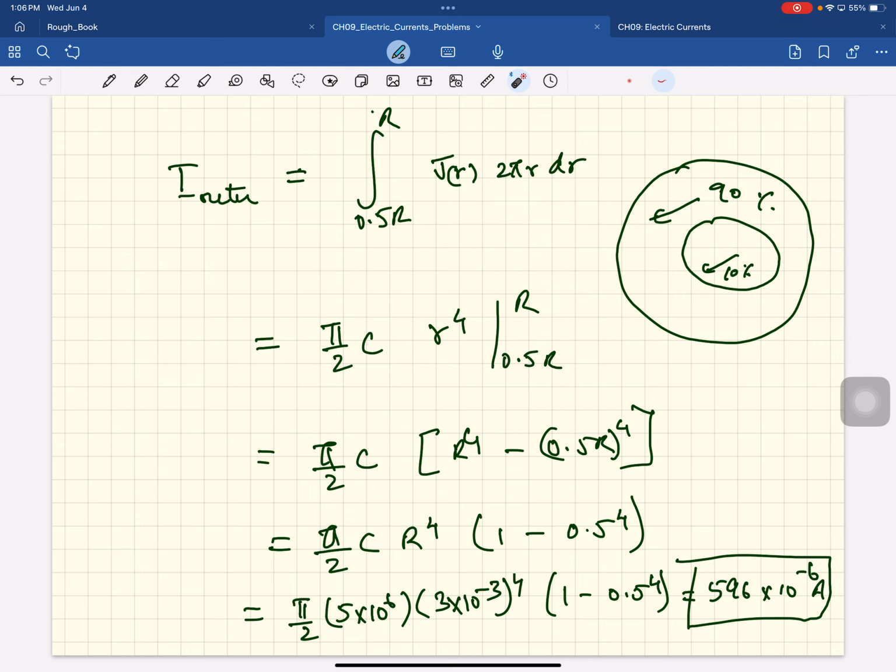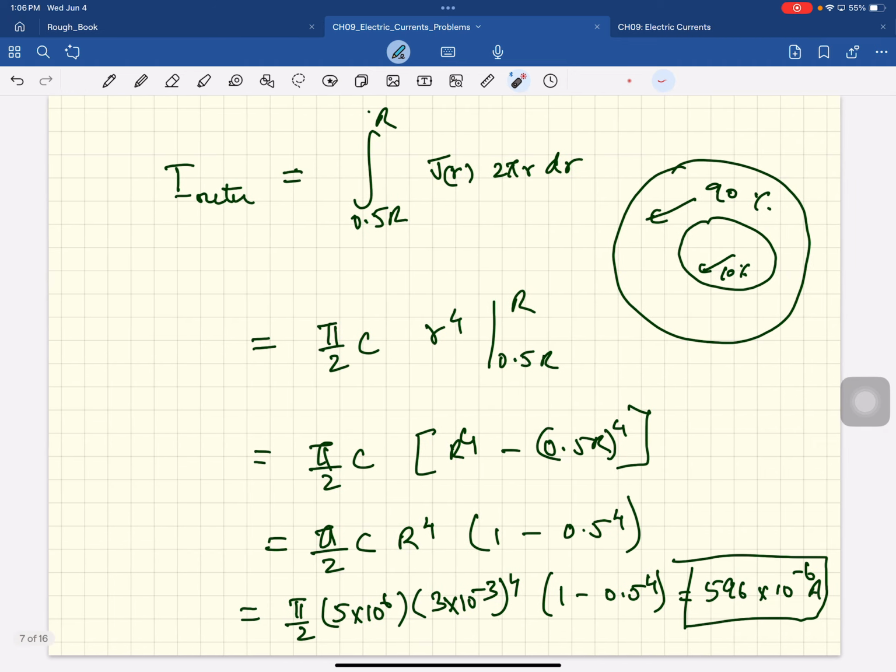Why is that? Well, it depends on the penetration depth and stuff like that. So, yeah, this is relevant for very high frequency stuff.